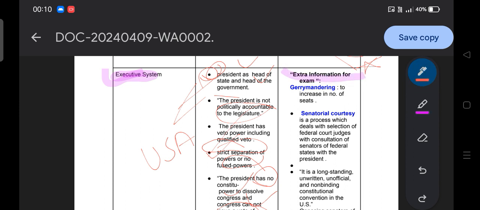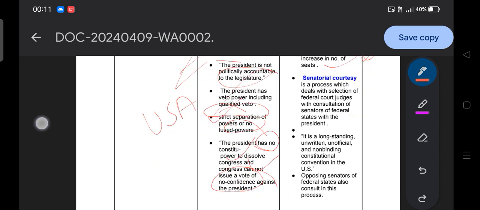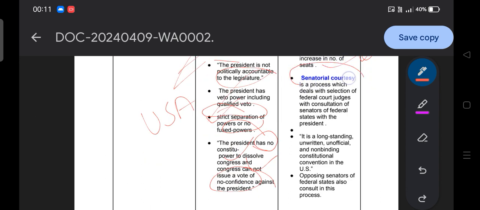Okay, so there is a concept like gerrymandering. It means what? To increase the number of seats. Gerrymandering is a practice followed in the USA that talks about increasing the number of seats. Then senatorial courtesy.